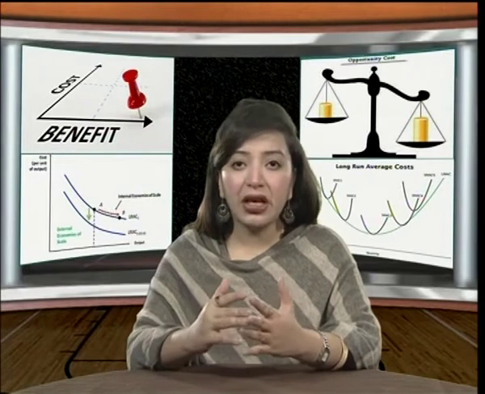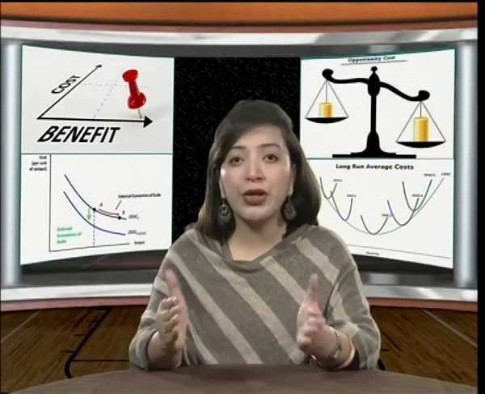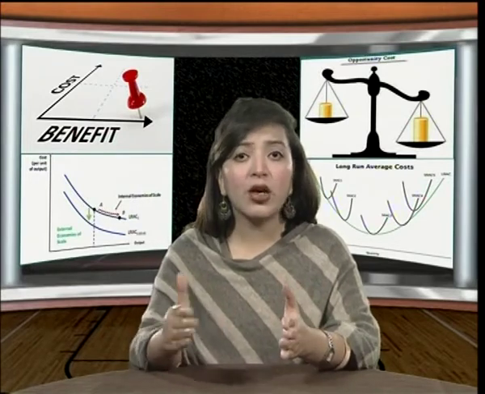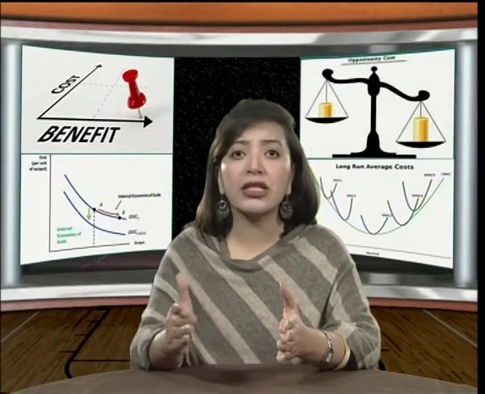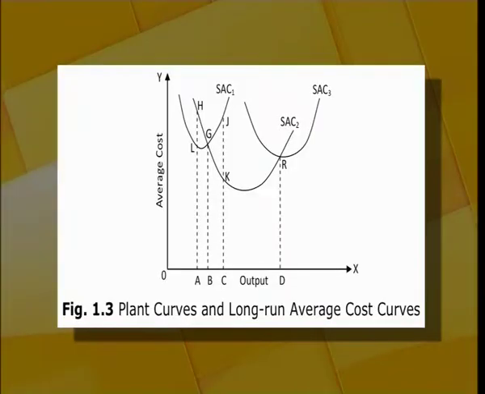For example, if the level of output OA is produced with SAC1, it will cost AL per unit, and if it is produced with SAC2, it will cost AH per unit. It will be seen from image 1.3 that AL is smaller than AH. Similarly, all other output levels up to OB can be produced more economically with the smaller plant SAC1 than with the larger plant SAC2. It is thus clear that in the long run, the firm will produce any output up to OB on SAC1.